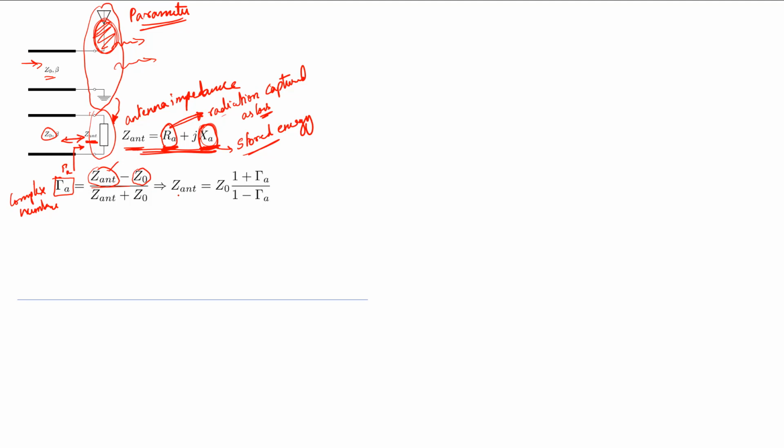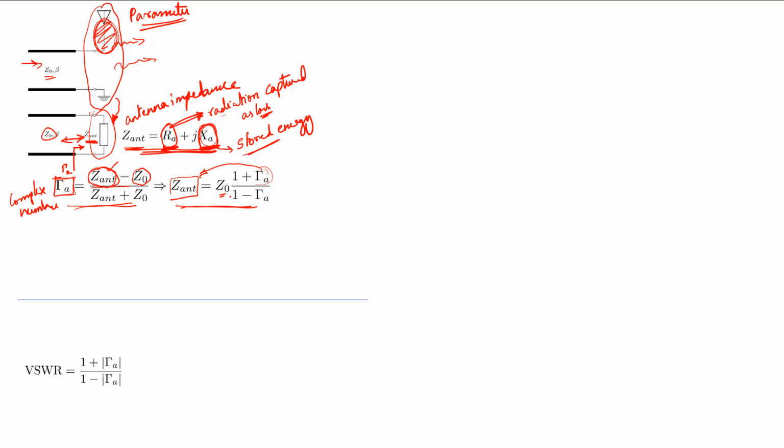So given a reflection coefficient, we can make this the subject. We can always rearrange the terms and find the antenna impedance for a given reflection coefficient of an antenna. That can be worked out as well. If we rearrange this expression, we get the expression for the antenna impedance, as shown here, as Z0 into 1 plus gamma over 1 minus gamma, where Z0 is the characteristic impedance.